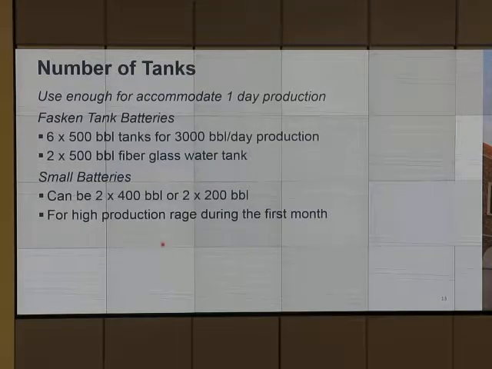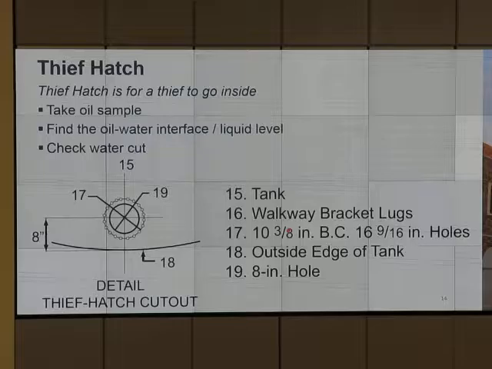Number of tanks. How many tanks do you use? It's enough to accommodate at least 1 day of production. You have 6 by 500 barrel tanks for 3,000 barrel per day production, and 2 500 barrel tanks for fiberglass water tank. That's for a big battery. For a small battery, you can have 2 by 400 barrel. This is to accommodate the high production in the first month. And you can move them around after the first month, or 6 months, if you don't need them, and use them for another battery.